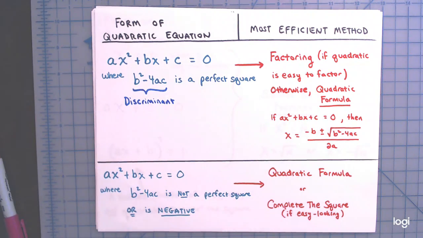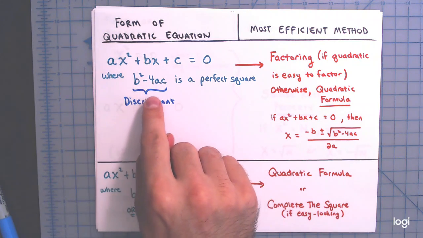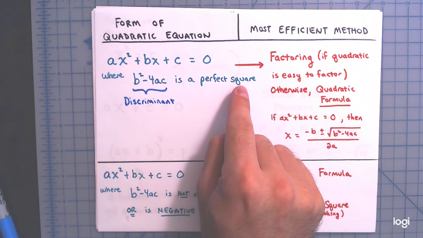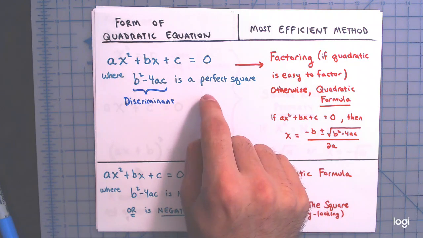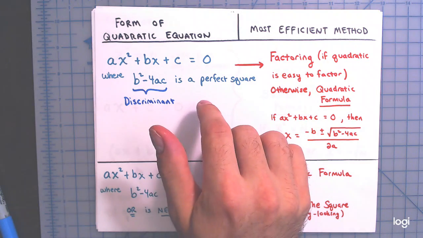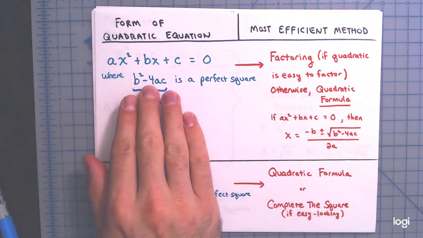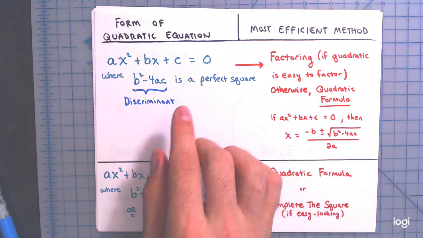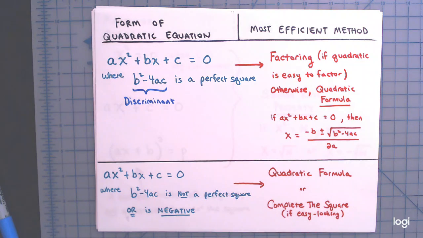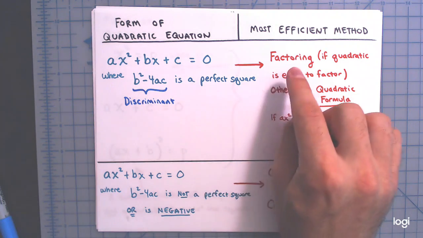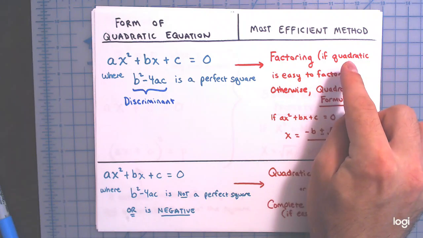All right, so I find the value of the discriminant, and if the discriminant is a perfect square, so it's like 1 or 4 or 9, 16, perfect squares. If the discriminant is a perfect square, that means that your two solutions will be rational numbers, and you should be able to solve by factoring.